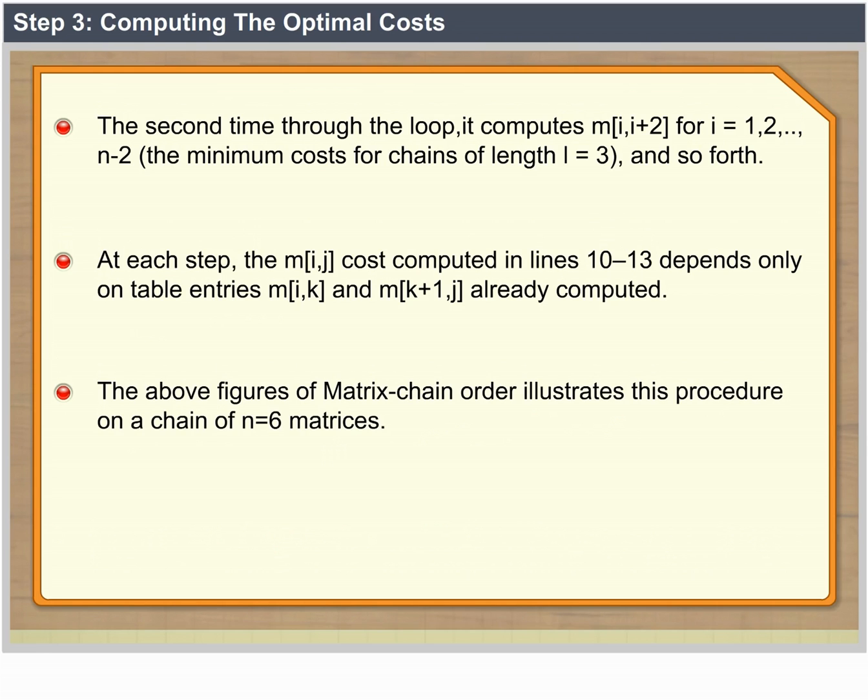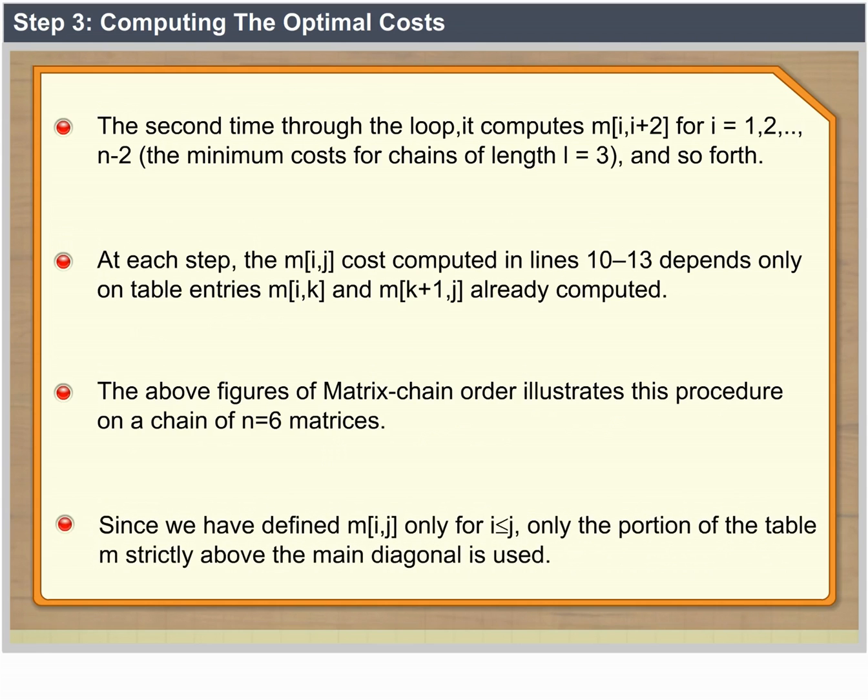Since we have defined m of i, j only for i less than or equal to j, only the portion of the table m strictly above the main diagonal is used.